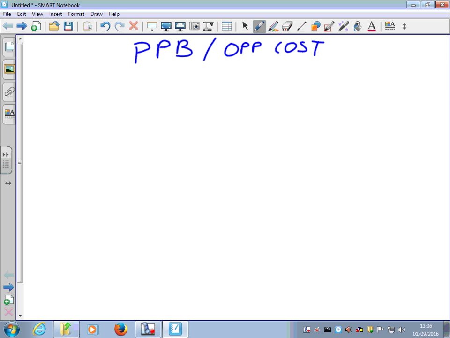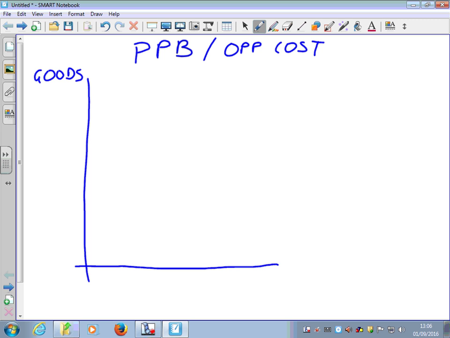Okay, now let's think about what a production possibility boundary is first of all. By the way, guys, economists love to confuse things. Production possibility boundaries can also be known as production possibility curves and production possibility frontiers. So let's think about what these graphs can show us. Okay, now what we do, we create a set of axes, and let's label the axes as goods and services.